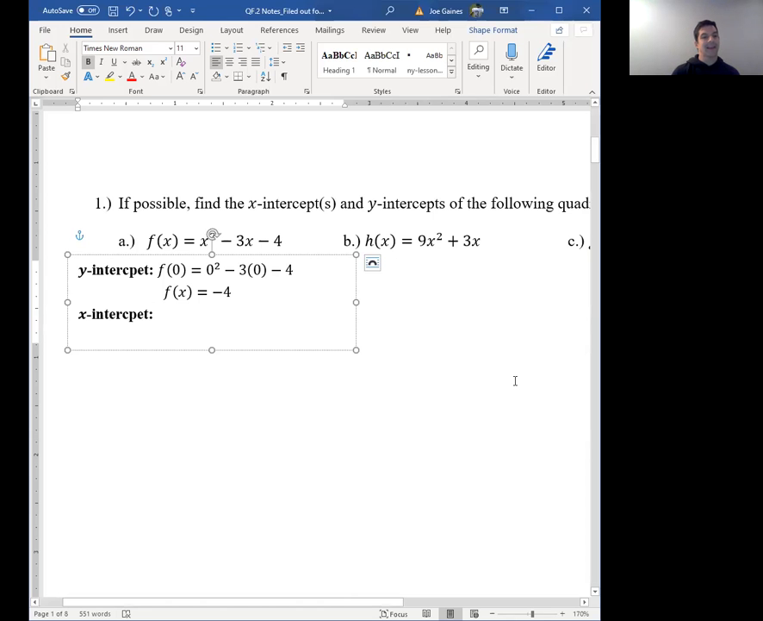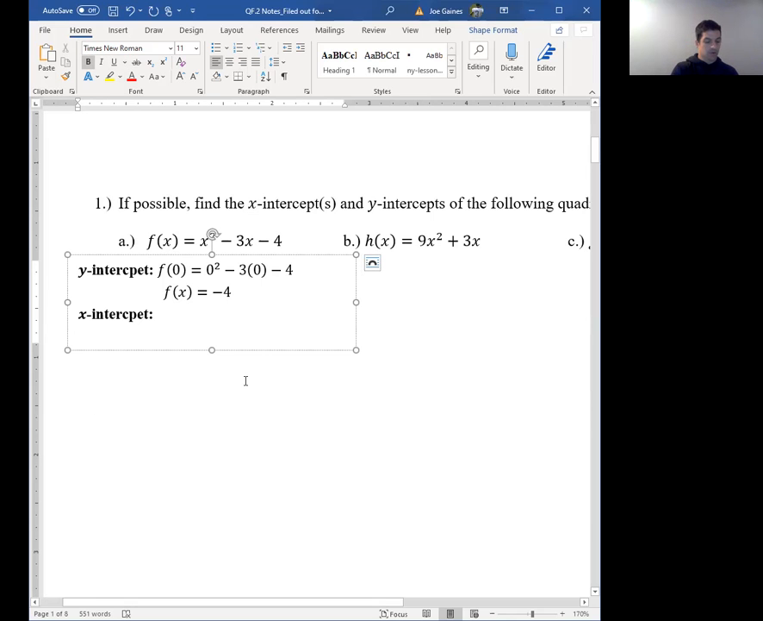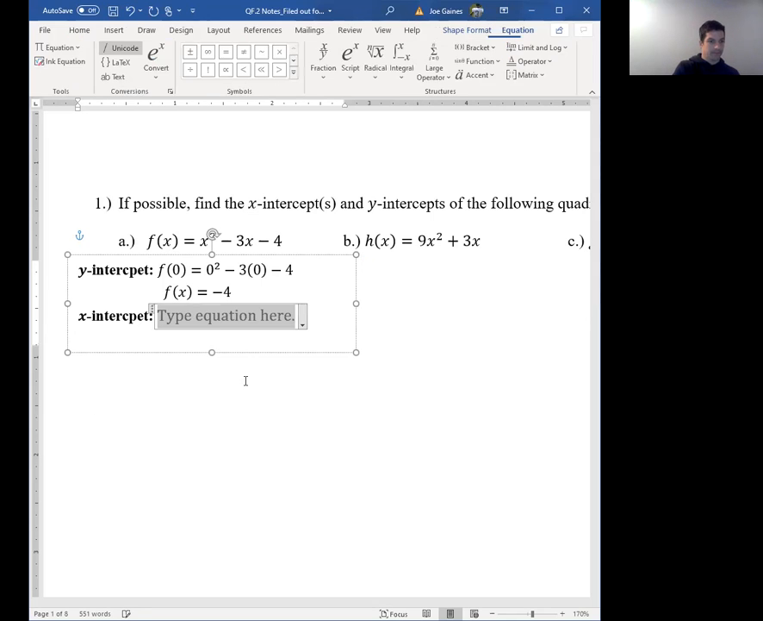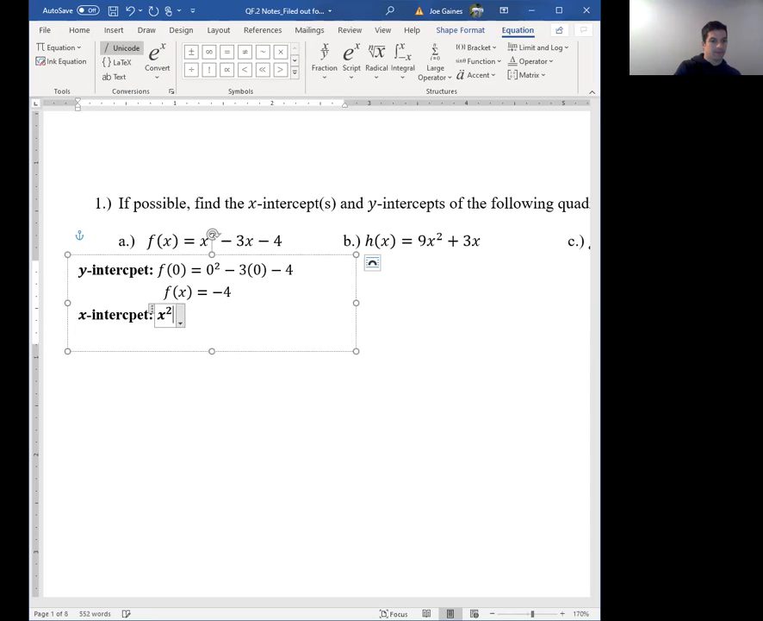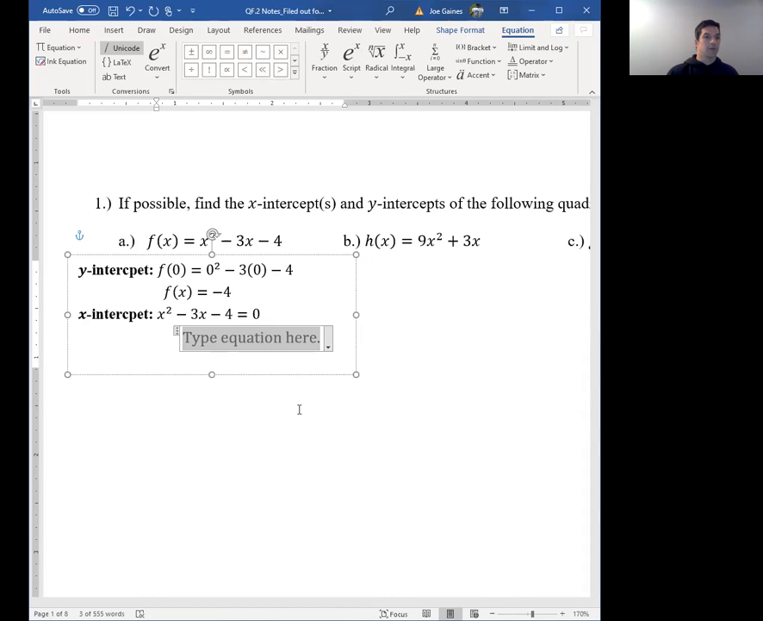Now, finding the x-intercept requires a little bit more work. To find the x-intercept, we need to set the entire equation equal to 0. So I could take the equation x squared minus 3x minus 4 and let that equal 0. This gives us a quadratic equation that we can solve. We want to use the skills that we learned in the previous target to solve this quadratic equation. There are a number of different ways that we could do this.